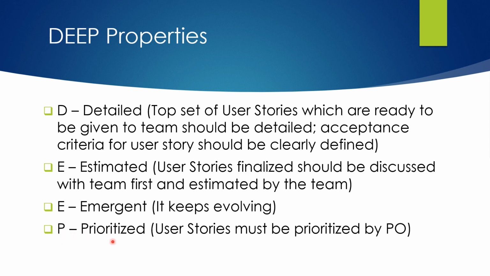The last attribute is prioritized. That simply means the user stories in the backlog are prioritized as per the order, as per the priority defined by the product owner. This is how we can understand that a good product backlog should have these four properties. It must be detailed, estimated, emergent, and prioritized.